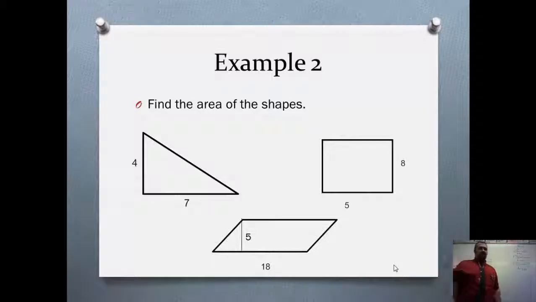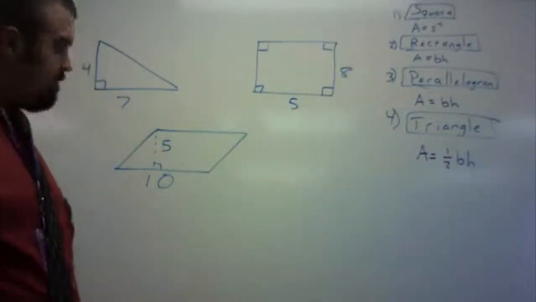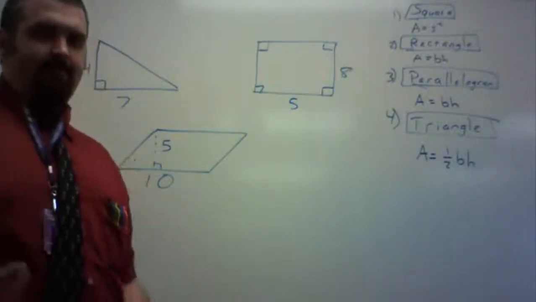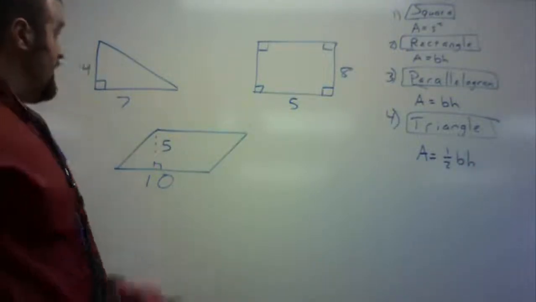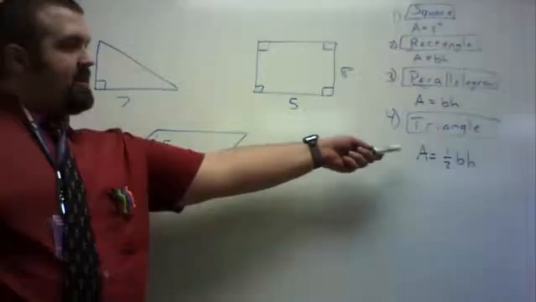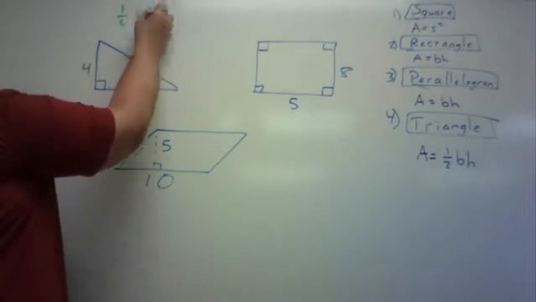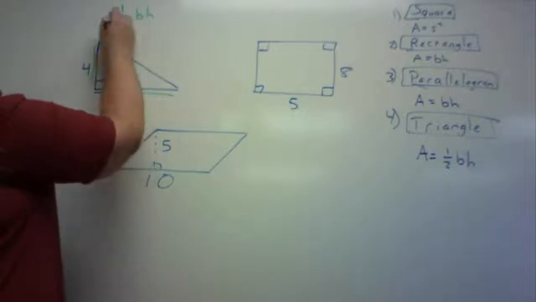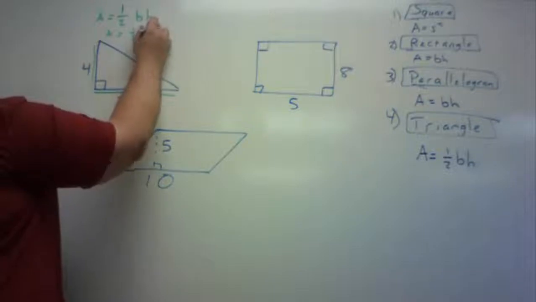So, here's a quick example. Find the area of each of these shapes. Alright, here's each of my shapes. Well, the first thing I have to do is basically match up my formula to my shape. Because I'm looking for the area, I know the equation for each of these. Well, this is a triangle, so the equation I'm going to use to find its area is 1/2 base times height. The base here is 7, the height is 4, so the area is going to equal 1/2 times 7 times 4.